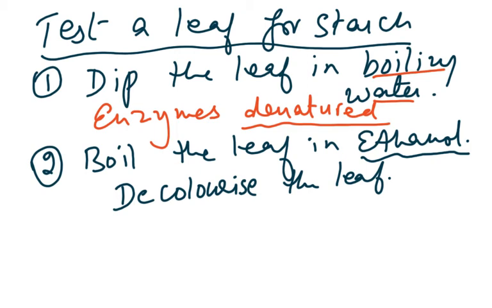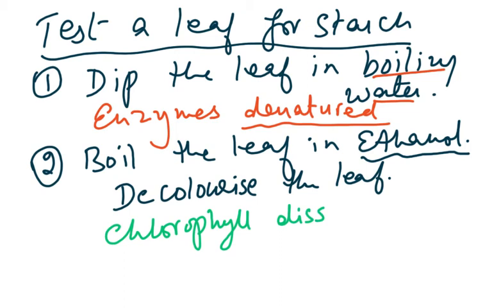And the chlorophyll dissolves in the ethanol. Chlorophyll dissolves in the ethanol, like we say sugar dissolves in water. But please remember, sand doesn't dissolve in water. So what you're doing is boiling the leaf in ethanol.